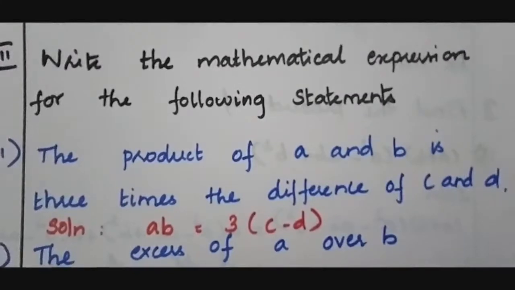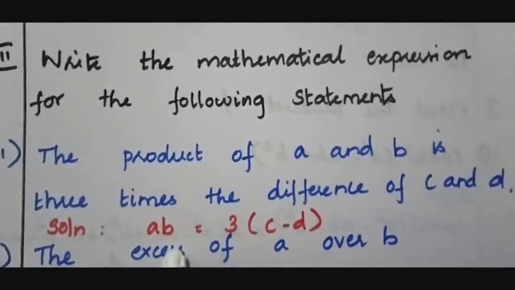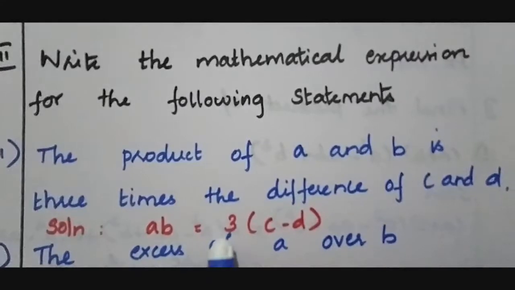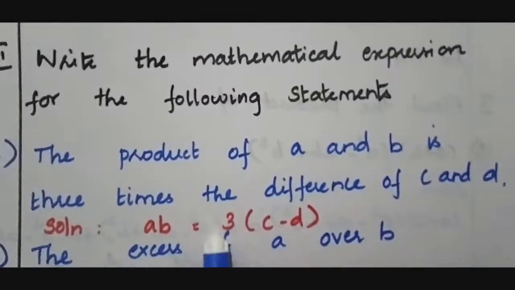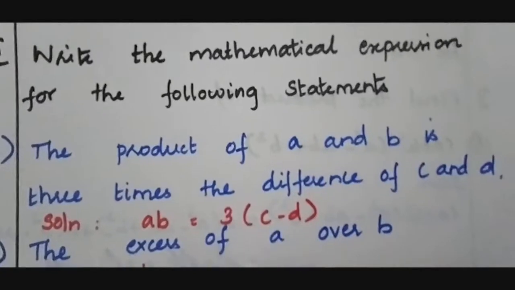The product of A and B on the left hand side is A into B, which is equal to 3 times the difference of C and D. Difference of C and D is C minus D. 3 times, which means 3 into C minus D.